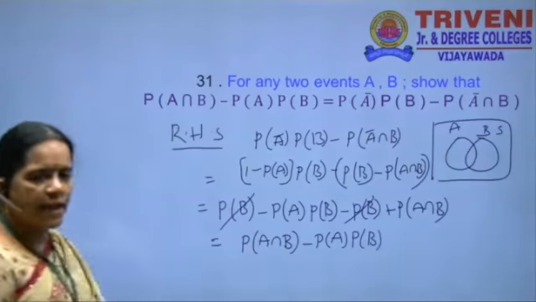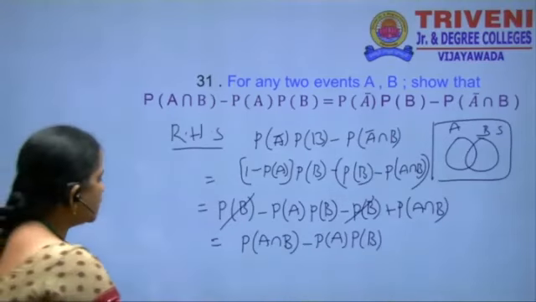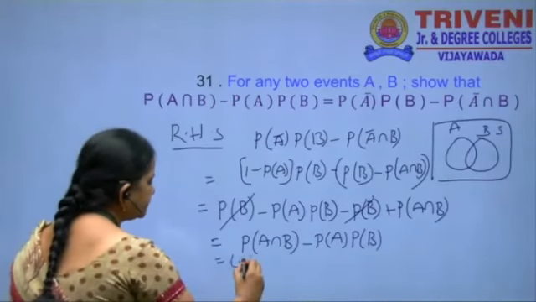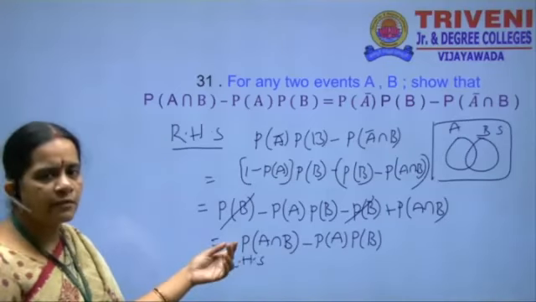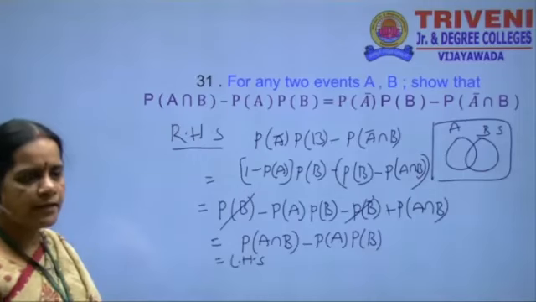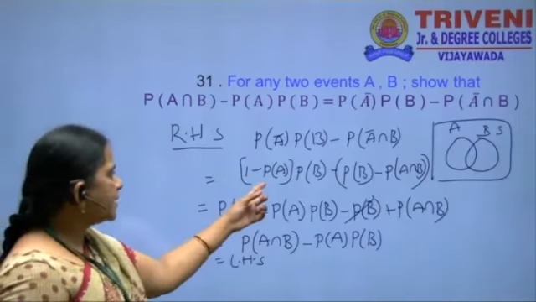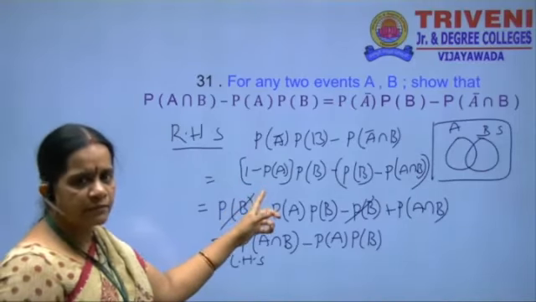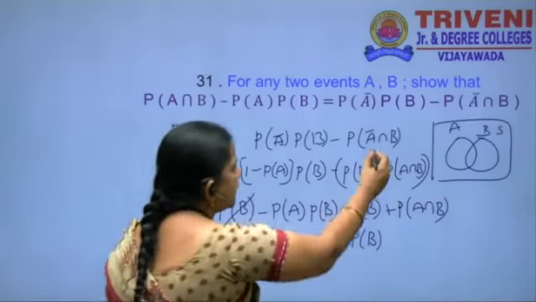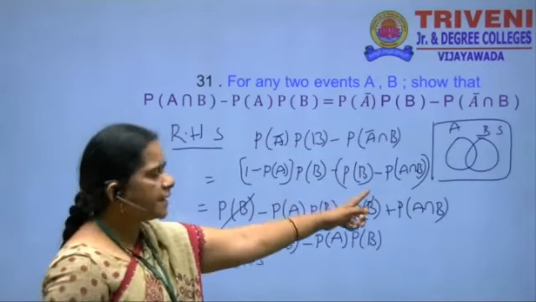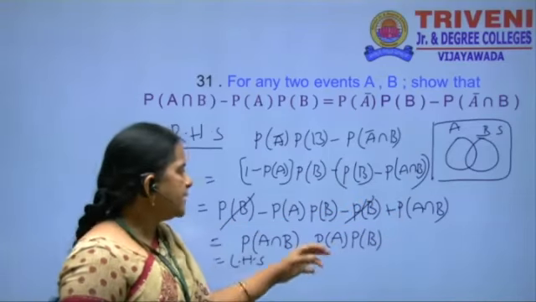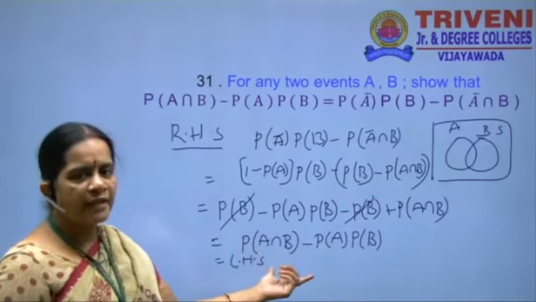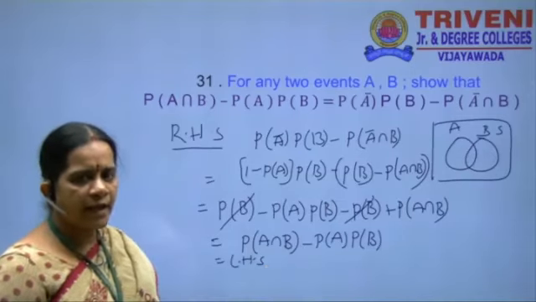Here we take the RHS, then prove the LHS. P(A bar) × P(B) − P(A bar ∩ B). P(A bar) is nothing but 1 − P(A), and P(A bar ∩ B) can be written as P(B) − P(A ∩ B). Here P(B) gets cancelled. Then you get the LHS.